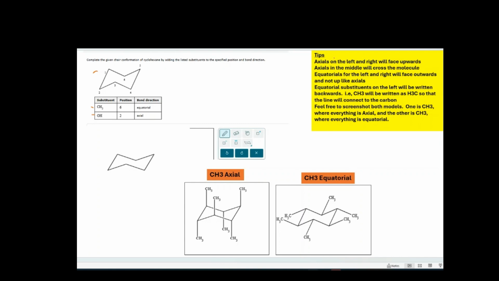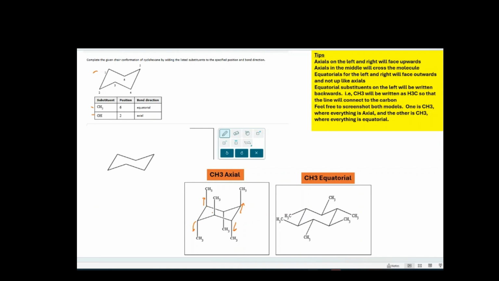The first one is that for axials on the left and the right, they will face upwards. So what I want you to imagine here is I have a cyclohexane with CH3, and on this cyclohexane, every position is the axial position. So for the ones on the left right here, as you see, they're facing upwards, and you'll develop your tricks as you go throughout it. And the one right here is facing outward, downward. And then on the right-hand side as well, going axial is facing upwards and then downwards.